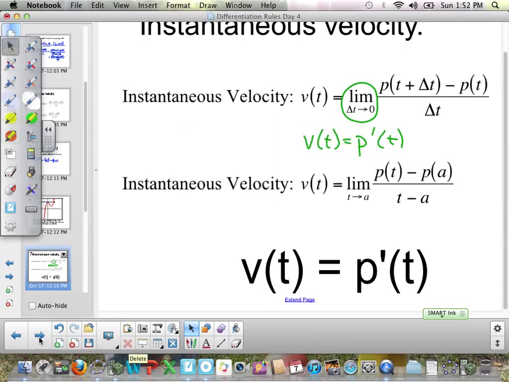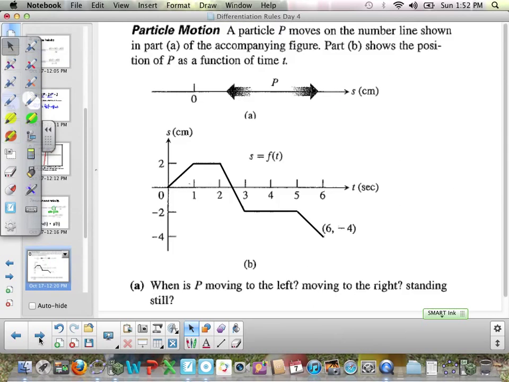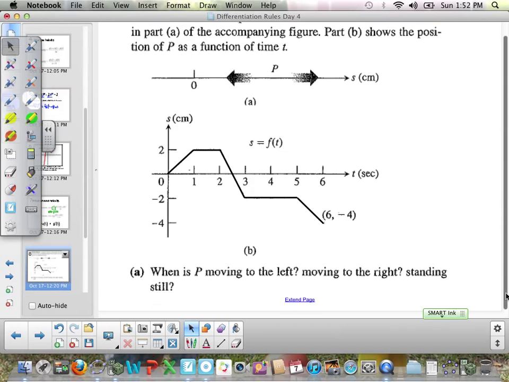Let's do a few problems. A particle moves on the number line shown. This is its position function. When is the position moving to the left? Well, moving to the left, left is in the negative direction. So when we're moving left, we'll have negative velocity.